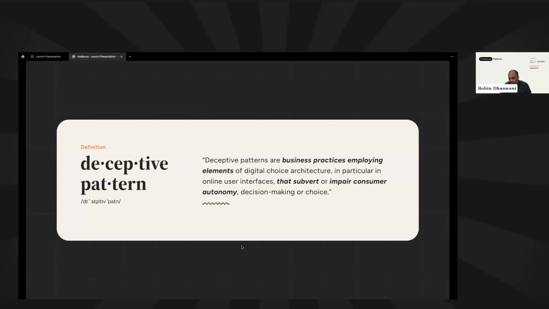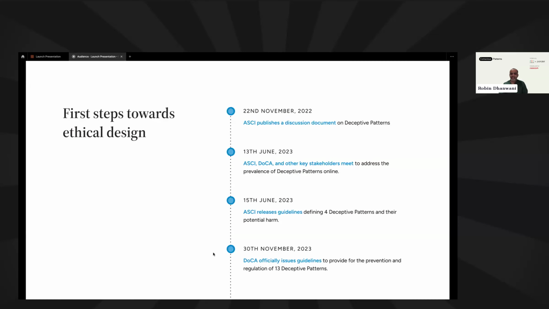And we had this conversation. I think India has been having a lot of action in this space in the last couple of years. It all started with ASCI and Manisha's team at ASCI putting out a paper for discussion in November 22. And then there's a series of activities that have been happening, finally coming together in a set of guidelines that were issued late last November by DOCA. I think we also have Rohit, who was the former secretary at the Ministry of Consumer Affairs earlier.